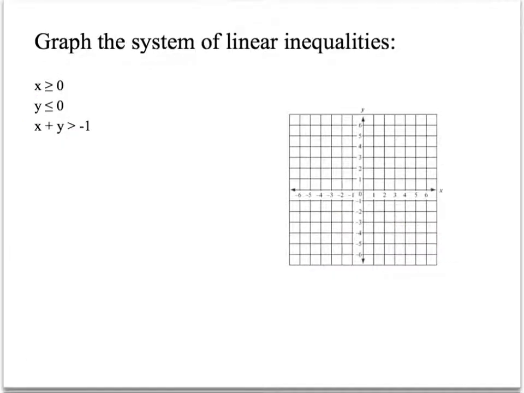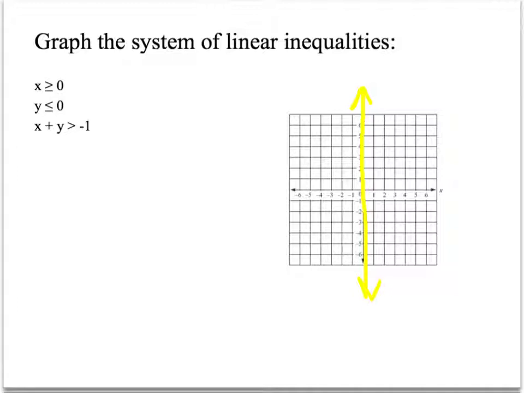Another inequality. So now we've got 3. We have x is greater than or equal to 0. So that means I'm going to have a vertical line at 0. Yes, Cameron. Sure. Okay, so our x values are greater than or equal to 0.